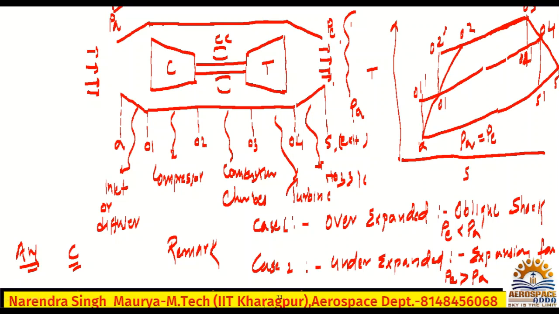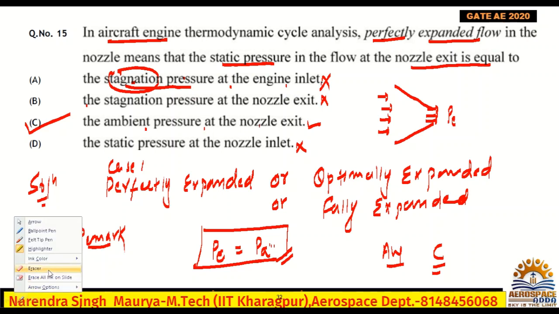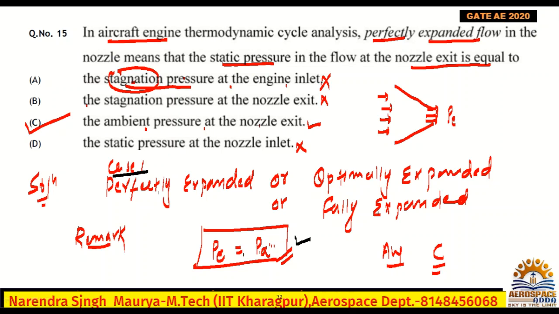Always remember the three things I told you. Case 1, 2, 3. This is case 2, this is case 3, and this is case 1. Remember it because it is a frequent question they can ask. Case 1, fully expanded, optimally expanded, or perfectly expanded. In this case, PE is equal to PA. This is called fully expanded.